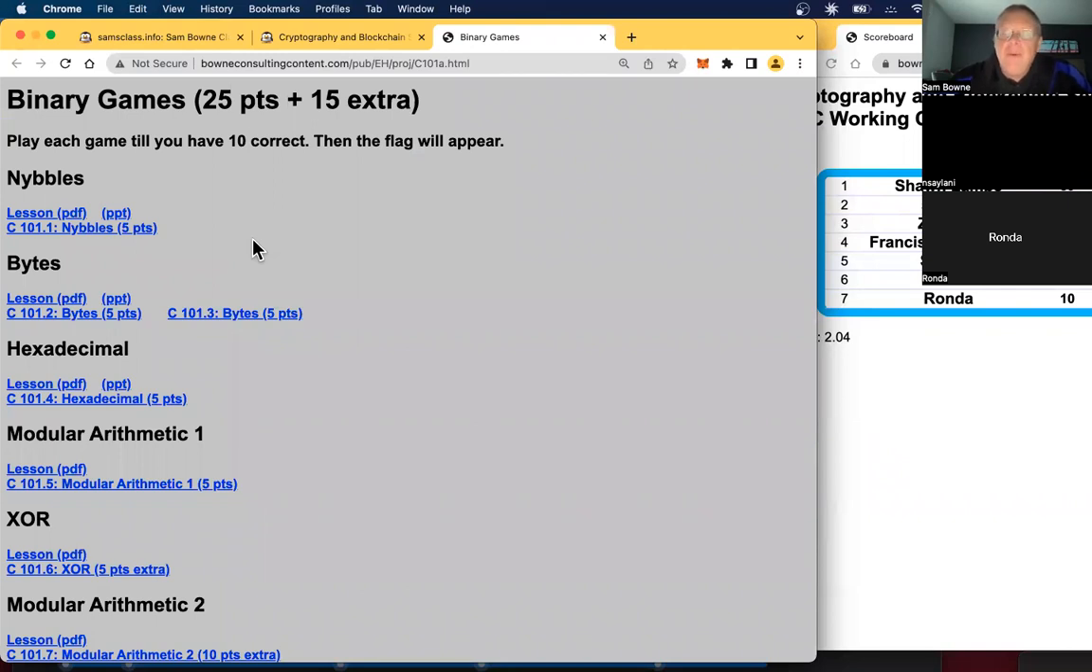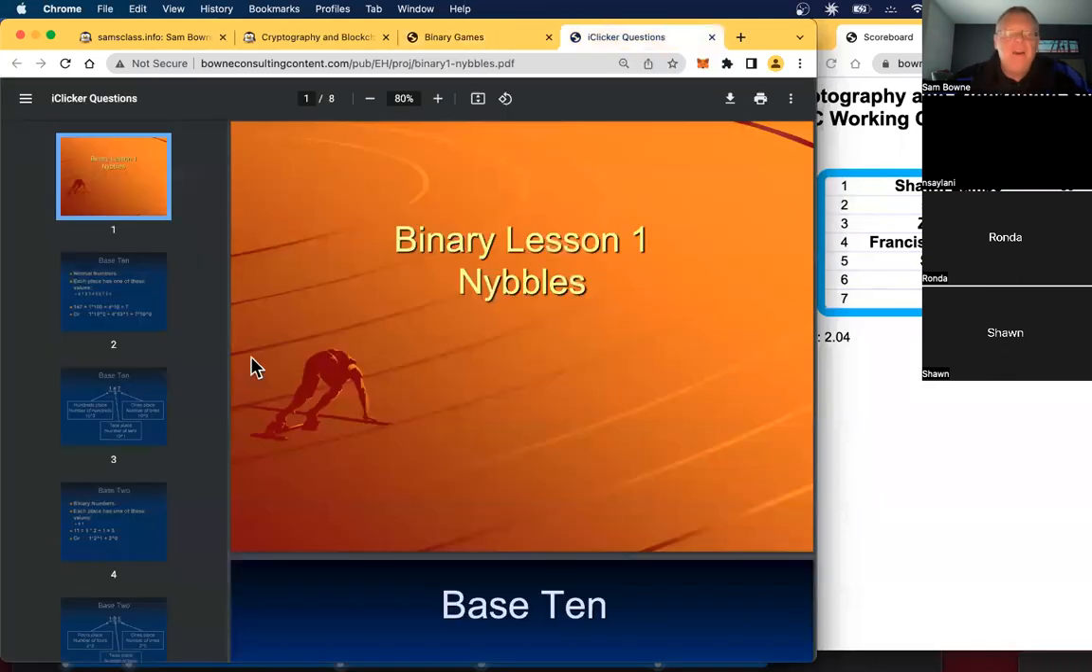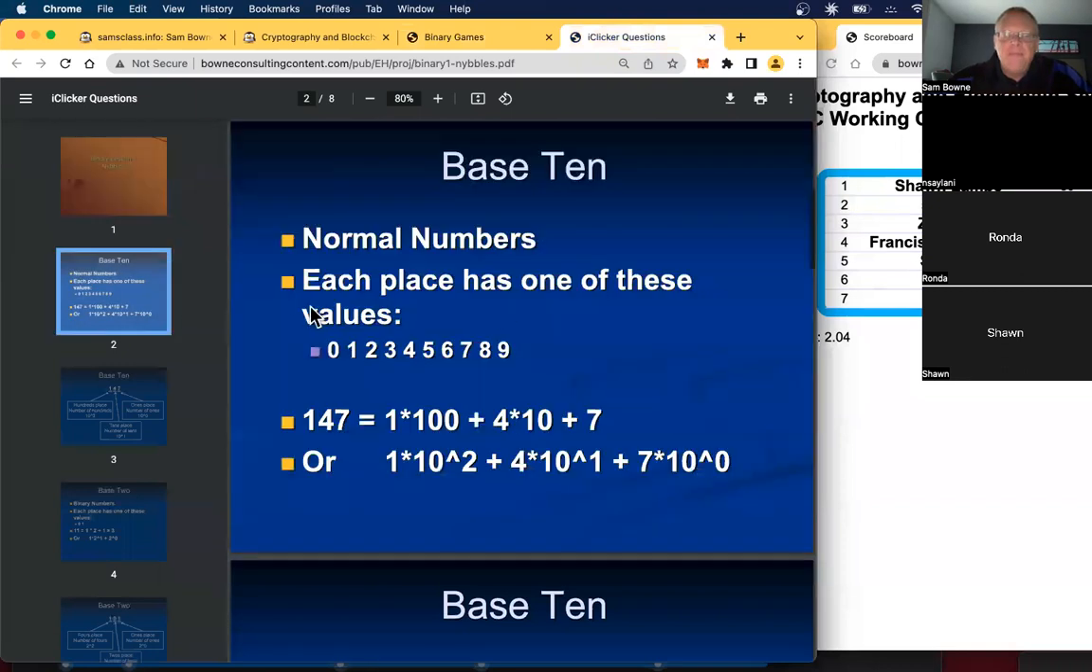Because the problem with math of all kinds is you really have to understand step one and you have to practice it until you've got it before you can do step two. And if you cover 8 steps in one night, nobody will get it. So the first night I just do nibbles. So nibbles are 4 bits.